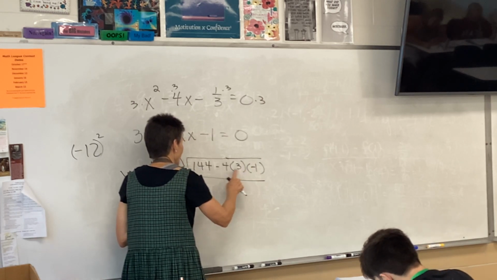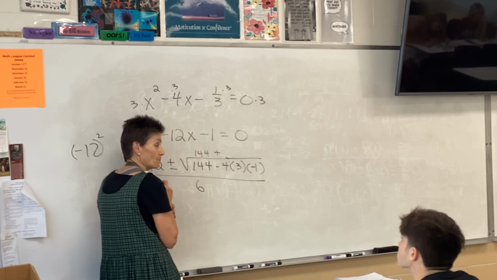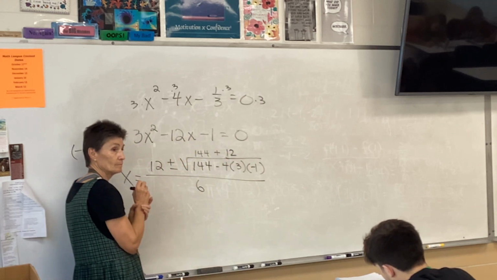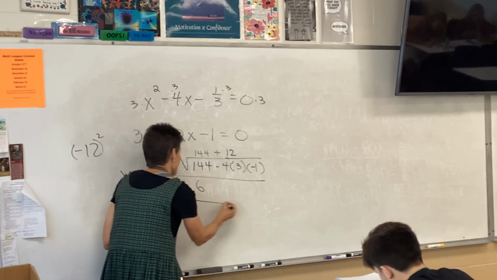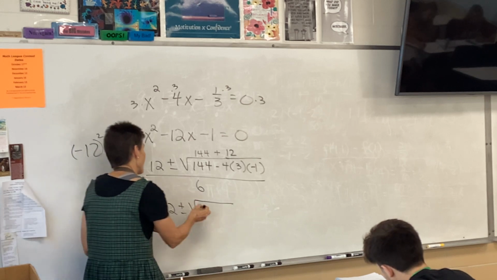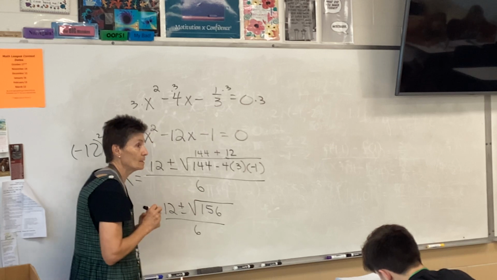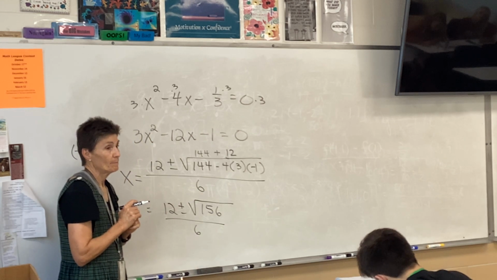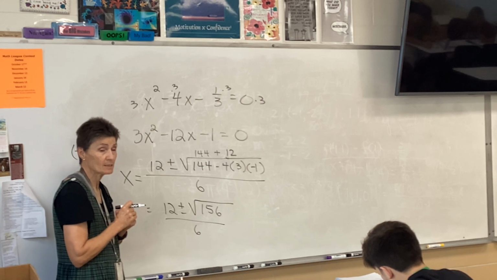I see a minus, so that's gonna be 144 plus 12. So that's 12 plus or minus the square root of those two things added together, which is 156. Now, I don't think 156 is a perfect square, but you can check it. It's a big number. You can check it on your calculator. I don't think it is.